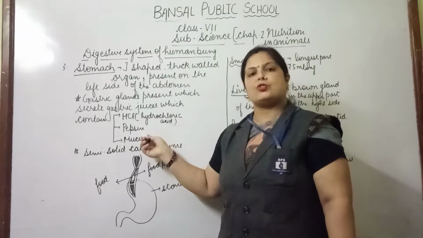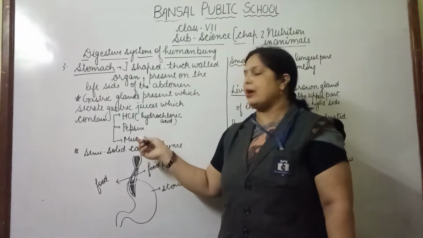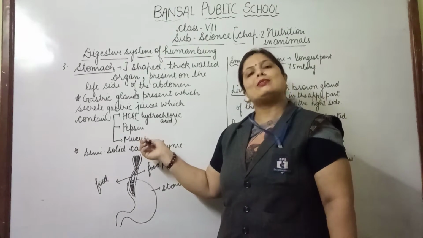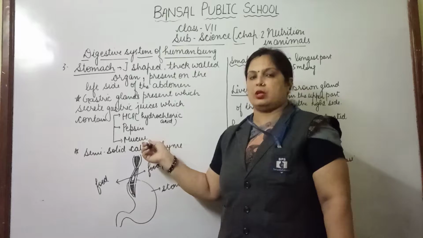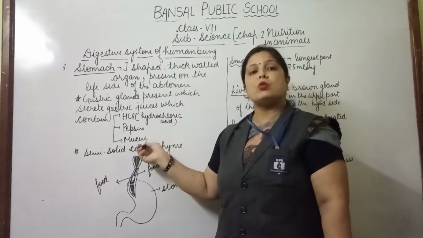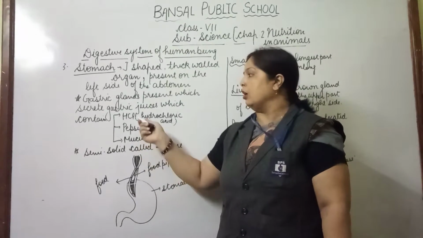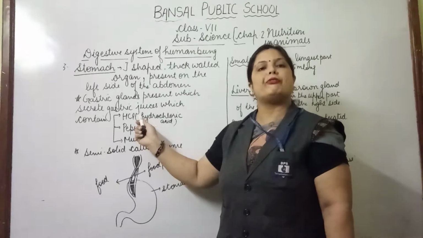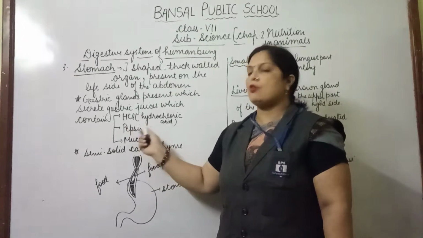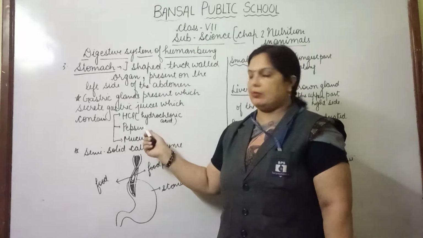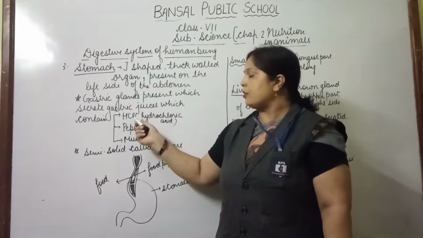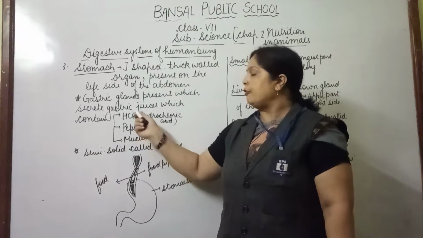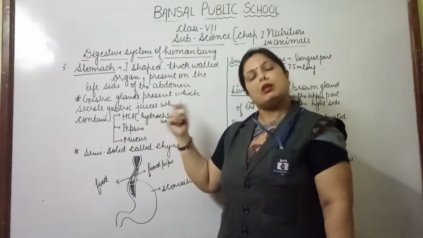The inner wall of the stomach is lined and protected by a slimy substance, and this slimy substance is known as mucus. That's why we can say that mucus protects the wall of the stomach from the excess secretion of HCl and from the action of digestive enzymes. Clear? Now, another function of HCl is that it provides an acidic medium to our stomach.